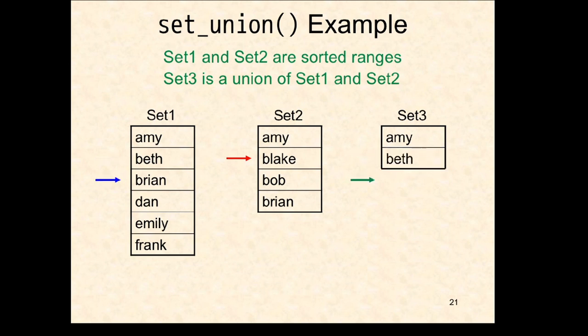Then we've got Brian and Blake. Okay, the smaller one, because the inputs are sorted, the output's going to be sorted also. Blake gets copied to the output, Blake's iterator moves, and the output iterator moves. Brian and Bob, Bob's the smaller one, Bob gets copied to the output, Bob's iterator moves, output iterator always moves.